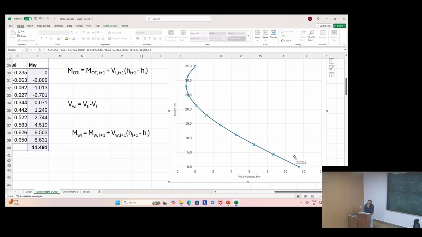So wall moment MW, which is your last column in your table, as your x-axis. Height, which is from 0 to 35, as your y-axis. 21.4? Good enough.